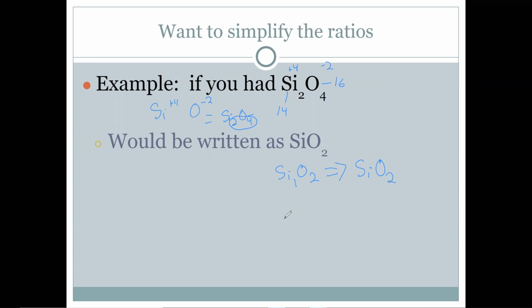So on a test, if you had put Si2O4, you would have gotten partial credit for doing the swap and drop correctly, but then you didn't simplify it, so you would have lost a little bit of credit there. Same thing if you had put Si1O2. This is not simplified all the way, so you would lose a little bit of credit for that. So make sure you're swapping, you're dropping, and you're reducing and simplifying when that is going on.